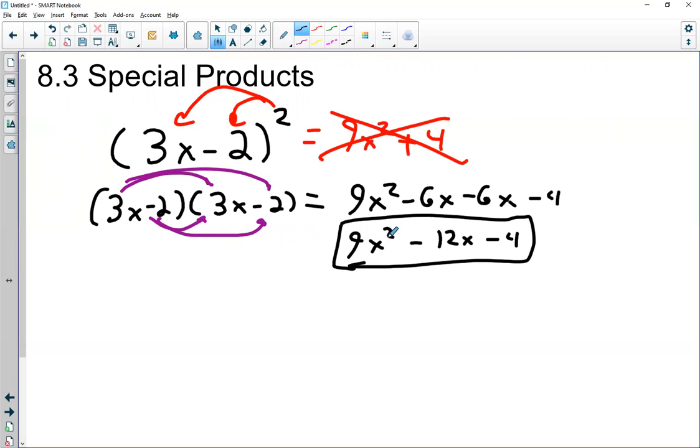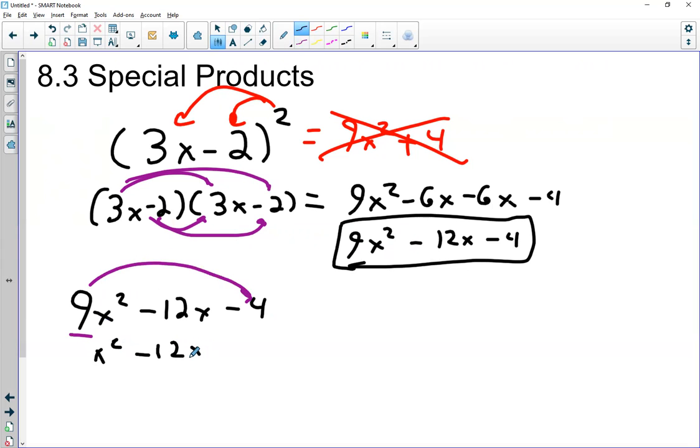Now your question is, how do we do that in reverse, aka factor it? If you see this and you wonder how to factor it, let's rewrite it here. This technically belongs in a later section, but it's fine to show it now. We're going to take this 9, move it over here, so we have x squared minus 12x.